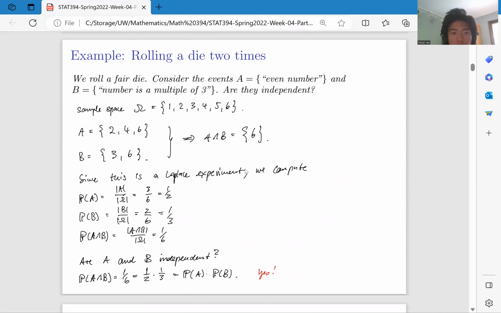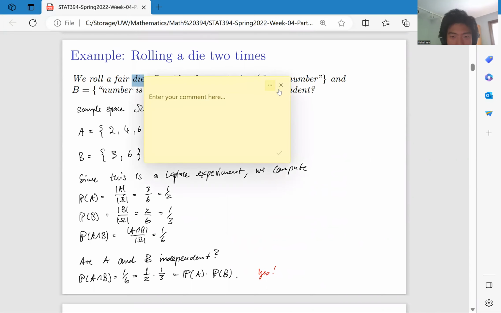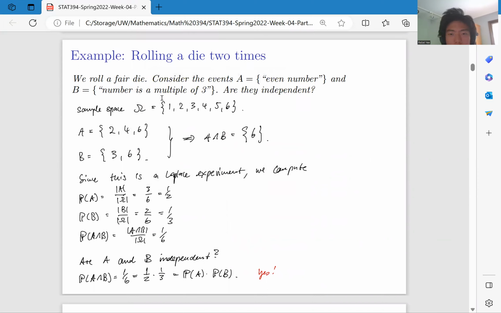So if we roll a fair dice, okay, I think it's dice, not die, probably okay. Consider event A as an even number and B as a number that is a multiple of 3. And we want to see if the two events are independent or not. Okay, so the sample space is common. It's 1, 2, 3, 4, 5, 6, the 6 faces of the dice, and A is equal to, because it's an even number, 2, 4, 6.